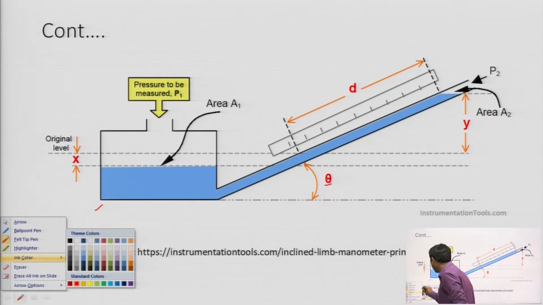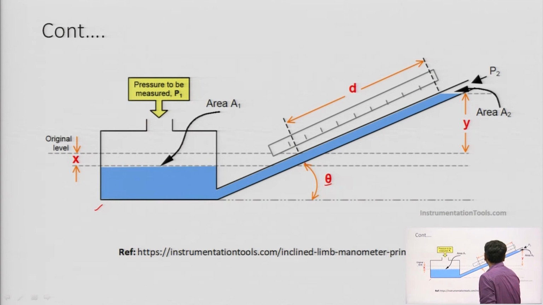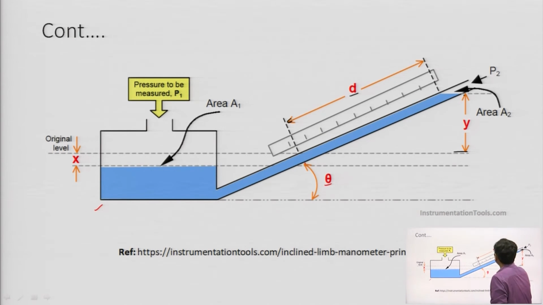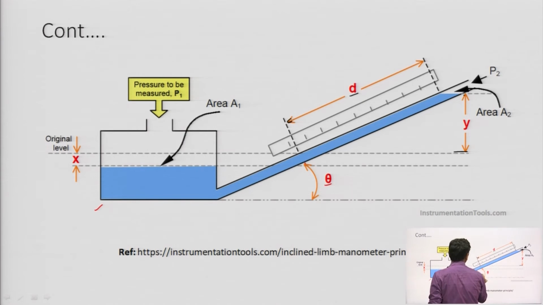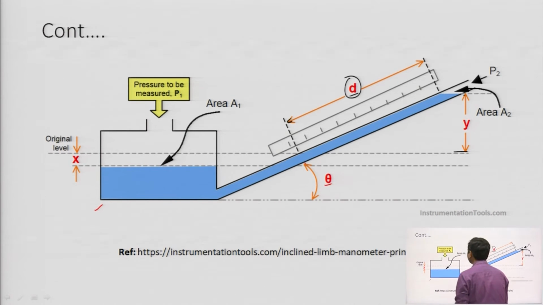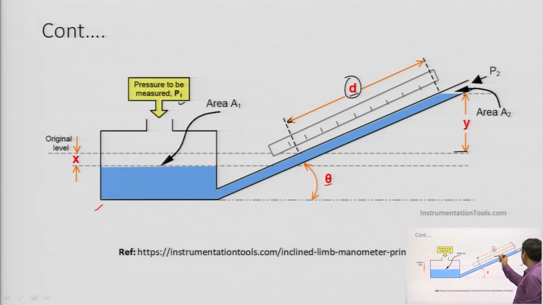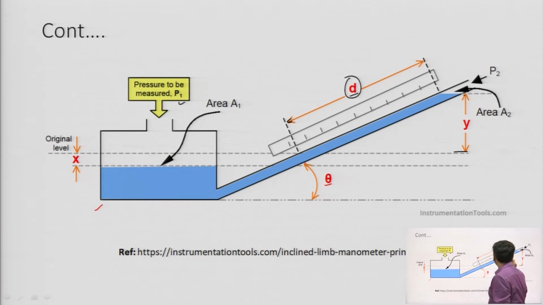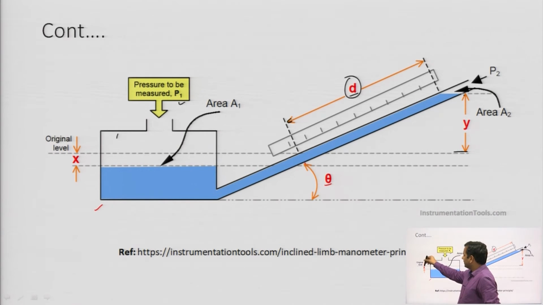Now, we can see that it will be inclined at the angle theta, and that height is equivalent to y and that length is equivalent to t. That length is important because we need to calculate this angle. That has been considered equivalent to small d, and when the pressure to be measured, equivalent to P1, is applied over here, then the length will change, or the water will change by the length x.